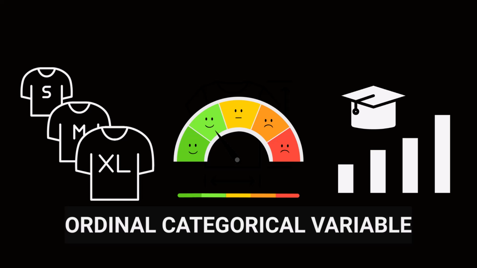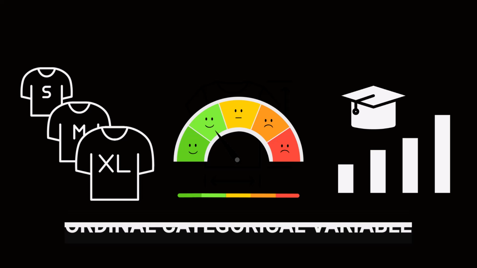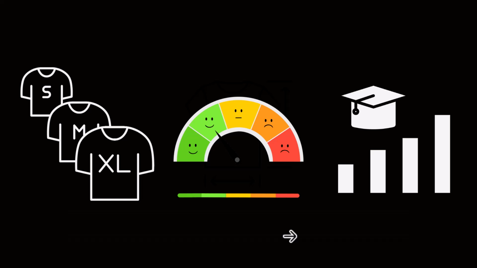Now the examples which we see over here, like t-shirt sizes or the views strongly disagree, agree, neutral, or the level of education, and for that matter salary range as low, medium, high. These have a natural order and they are called ordinal categorical variables.